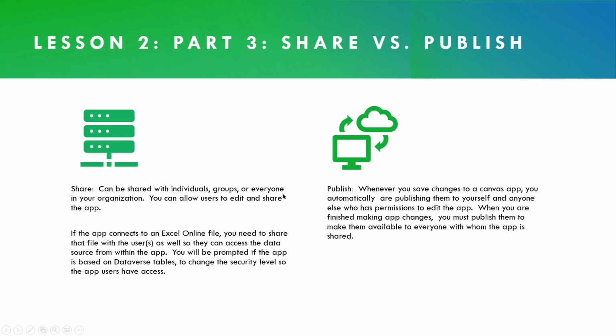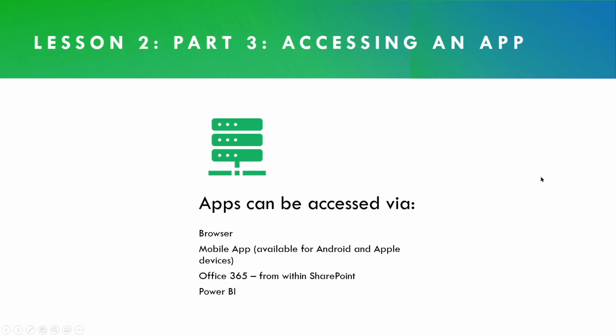So the other thing we're going to talk about right now is how you access an app. After it's shared and published, apps can be accessed via the browser. There is a mobile Power Apps app that is available for both Android and Apple devices. You can access an app from within SharePoint as well as from within Power BI. So the last part of this course will be accessing an app from within Power BI.